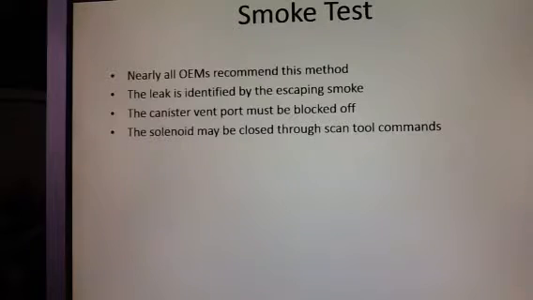The solenoid may be closed through the scan tool commands, so we need to go in with maybe our Modus or our Verus, any bidirectional scan tool that we can have, and control them closed to make sure we're having a sealed system, and then on top of that open them up to see if they are working properly.